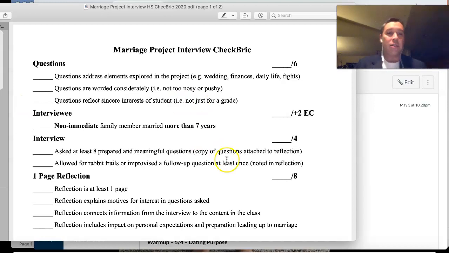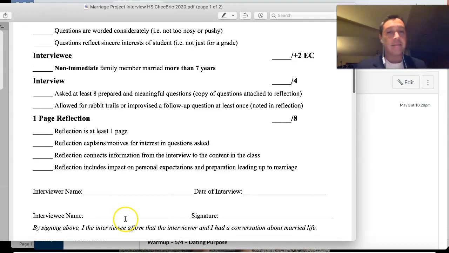The interview, you need to ask at least 8 prepared and meaningful questions, and attach those questions to the bottom of your reflection. And then 2, you need to allow for rabbit trails and improvised follow-up questions. So instead of just saying, here's my question, that's their answer, here's my question, that's their answer, if they say something that interests you, follow up with another question. And as you write your reflection, say, I asked about this, they said this, which made me wonder about blank.